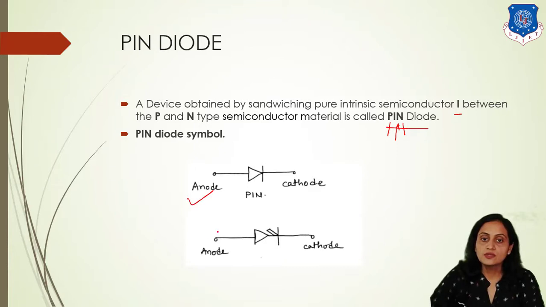This way or this way we can represent the PIN diode in any circuit diagram. So this is a symbolic representation of PIN diode. If you are representing the normal PN junction diode, then you have to mention this as a PIN. Otherwise, you can use this particular symbol.